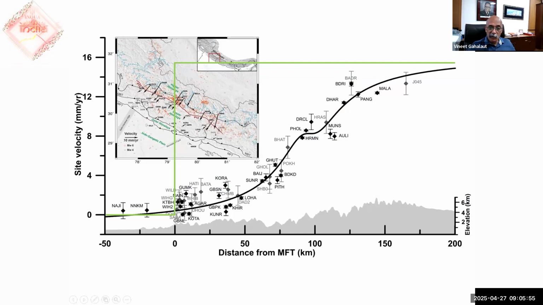And as you move towards north, the strain is decreasing. So the earthquake will nucleate somewhere here. That's what all of us know. This is close to the MCT region. Munsiari is here. So this is where the big earthquake will nucleate, and then rupture will propagate towards south, and all this deficit in movement which is taking place right now will be recovered during the next big earthquake.